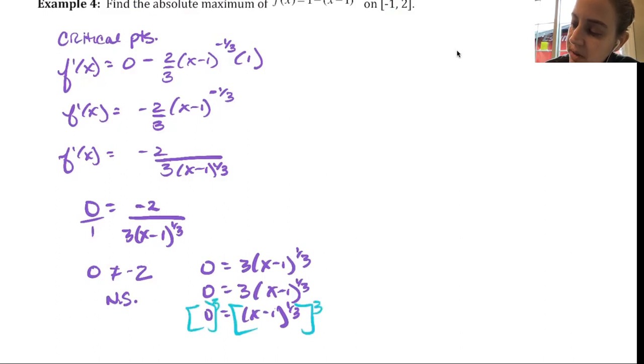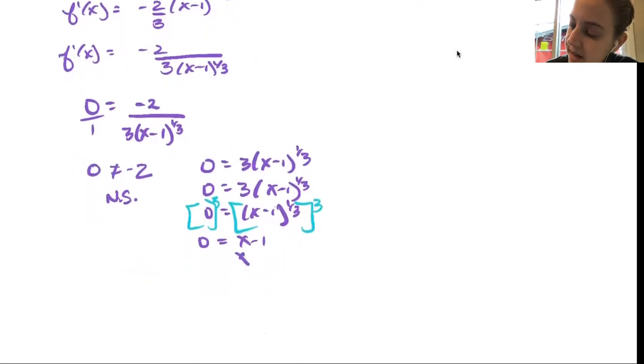So 0 cubed is still 0, equals x minus 1. So x is equal to 1. Now, Mrs. Oakes and I were chatting about this. Is this a critical point, yes or no?